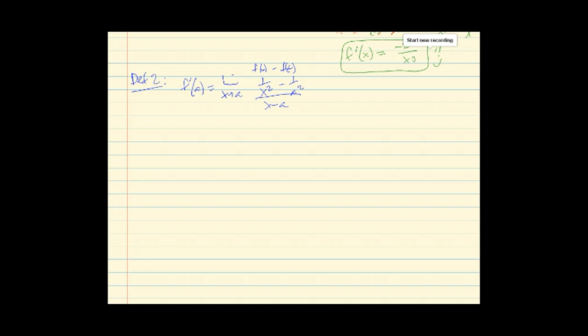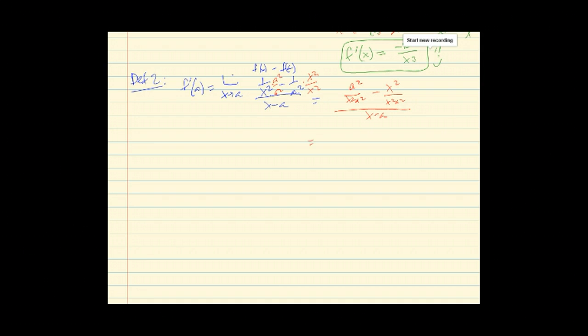And so now my job is going to be to simplify this down completely so I can just plug in a for x. So it's going to be basically the same process. I need a common denominator, which is going to be multiplying this one by a squared over a squared, multiplying this one times x squared over x squared. My common denominator is just going to be the two denominators multiplied together. So my first fraction is a squared over x squared a squared minus x squared over x squared a squared, and then all over x minus a.